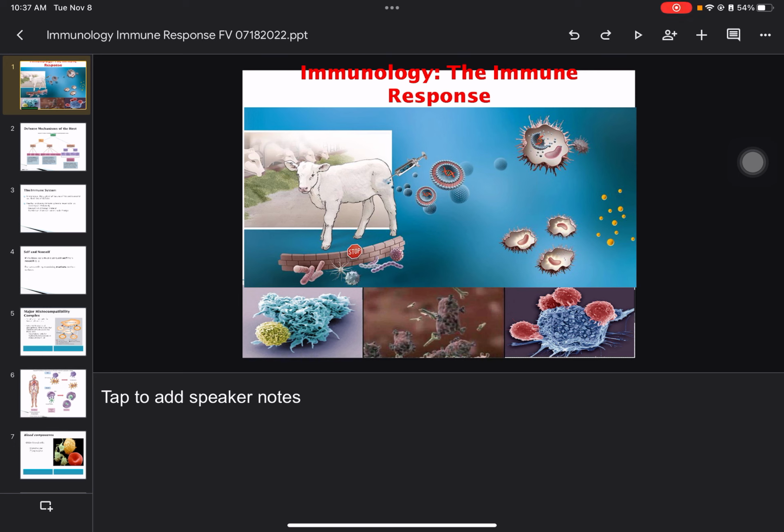Okay. So let's talk about the immune response. Remember this beautiful thing? We're going to be looking mostly at this area right in here today.